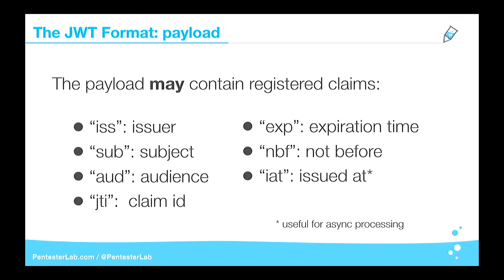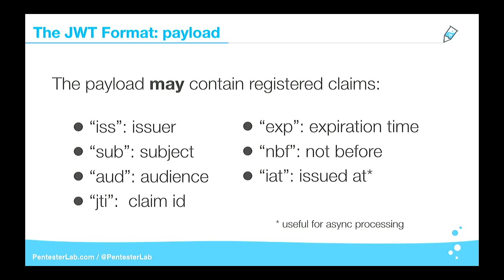So many more claims: the issuer, the subject, the audience, the JTI for the claim ID. People use the claim ID to avoid replaying. To avoid a replay attack, you get a cache. You issue a short-lived token, and you have a cache on the server side that keeps the claim ID so you can't replay the same token again and again.